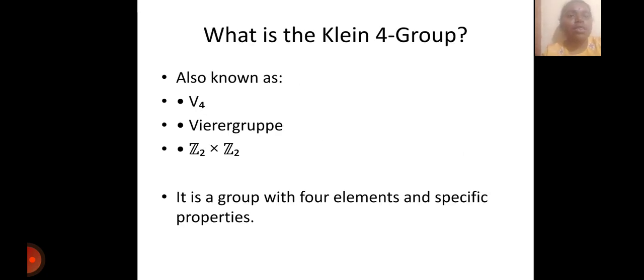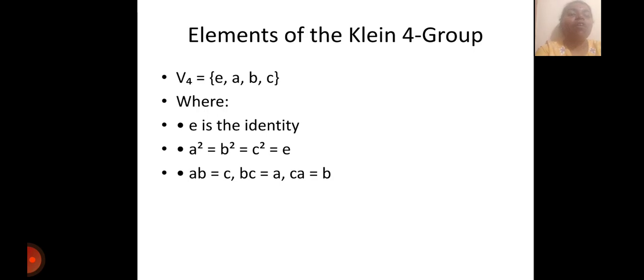The next one is, what is the Klein 4 group? It is also known as V4, that is Z2 cross Z2, a group with four elements which have specific properties. The elements of the Klein 4 group V4 are equal to E, A, B, C. Here we have taken four elements where E is the identity element. We have A square equal to B square and C square, which equal E, and similarly AB is equal to C, BC is equal to A, and CA is equal to B.